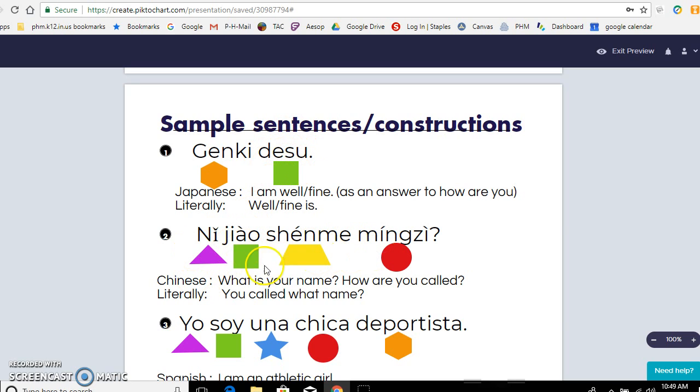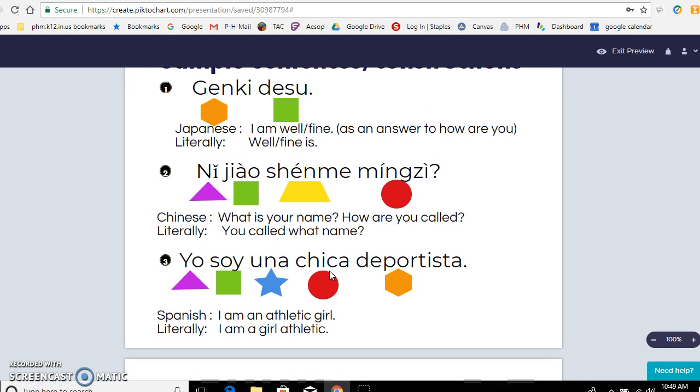My second one I kind of already went through is Ni Jiao Shima Mingsa, and that again is Chinese for what is your name. But if they look up each individual word, they find that it's actually you called what name, and they start to realize, okay, that's interesting. And this here, the question word comes here in the middle, which is question word usually comes at the beginning in English. So there's a difference there.